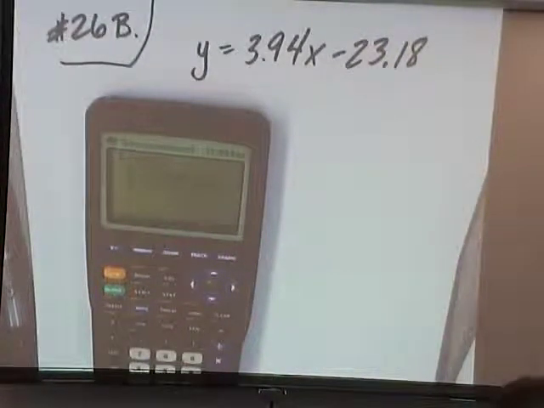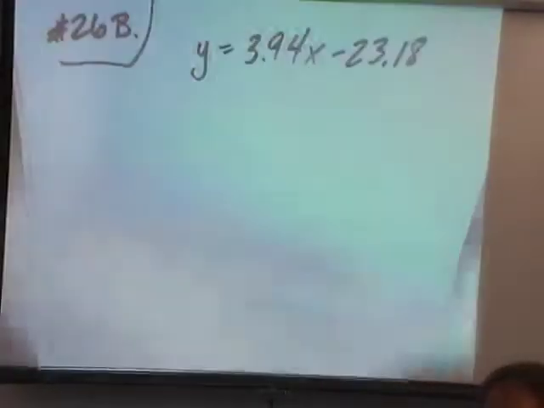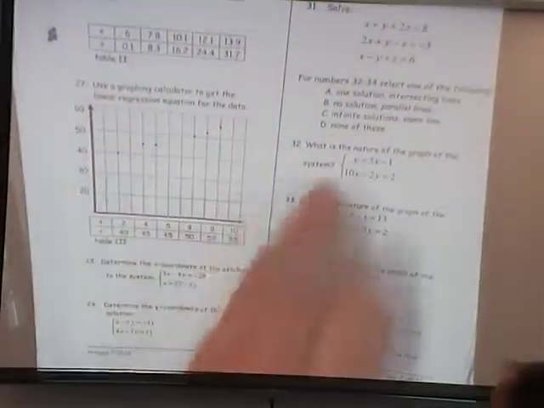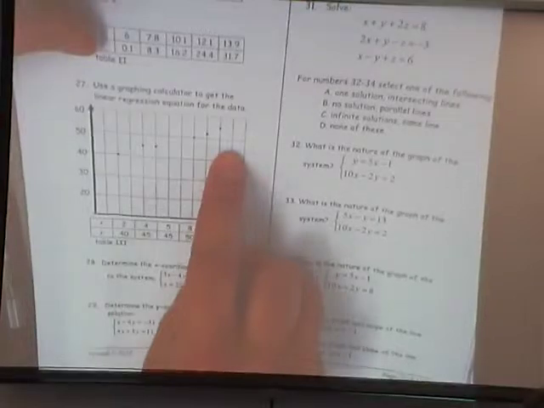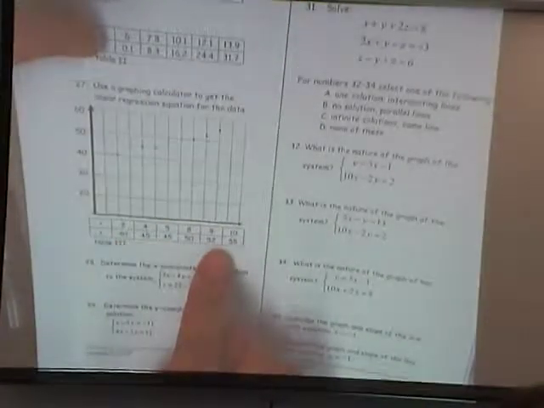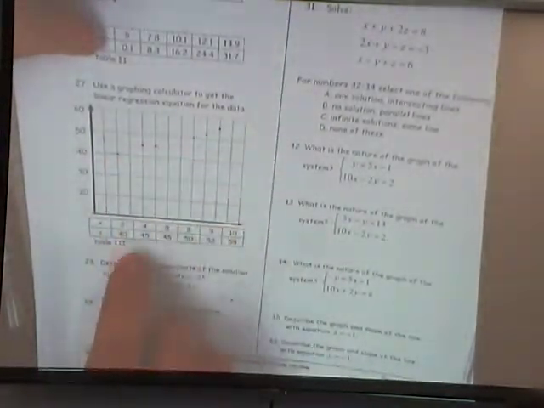Alright, 27. 27, if I got something like this on the test, I wouldn't even look at this. Just go right to the table. Okay? Don't be trying to guess where these are. Go right to the table.